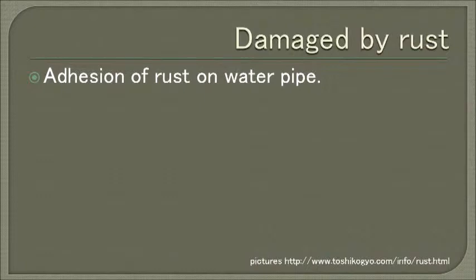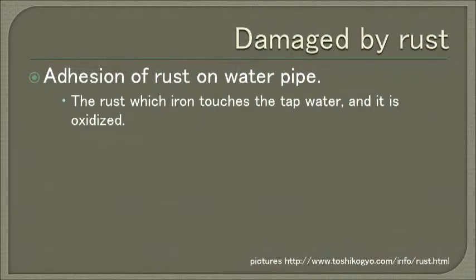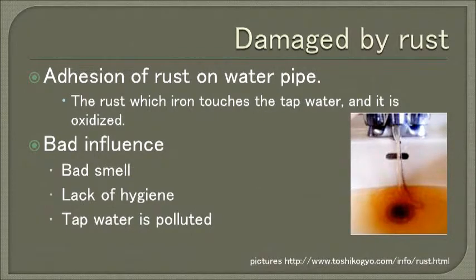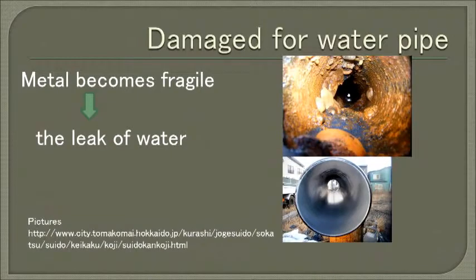Damage caused by rust. By the way, what is the damage caused by rust in our immediate environment? The most famous situation is corrosion of the water pipe. The rust forms where iron touches tap water. Additionally, the rust has bad influences: bad smell, lack of hygiene, and polluted tap water. This situation has a serious effect on our life. If you get a similar situation, you must repair the corroded water pipe early.